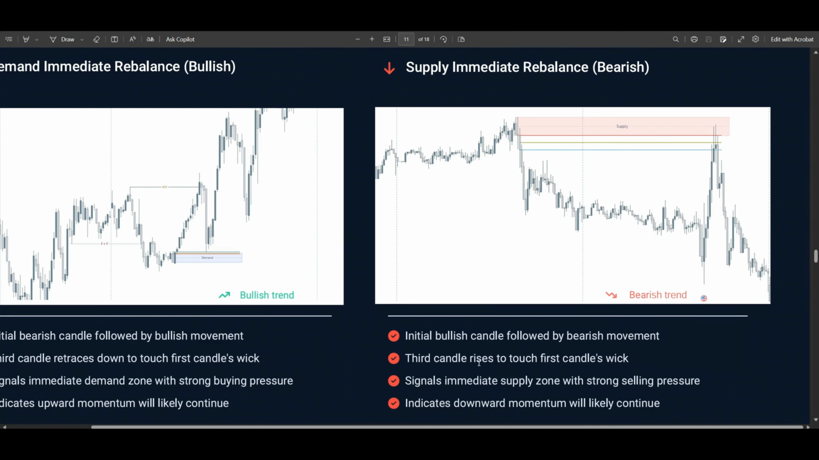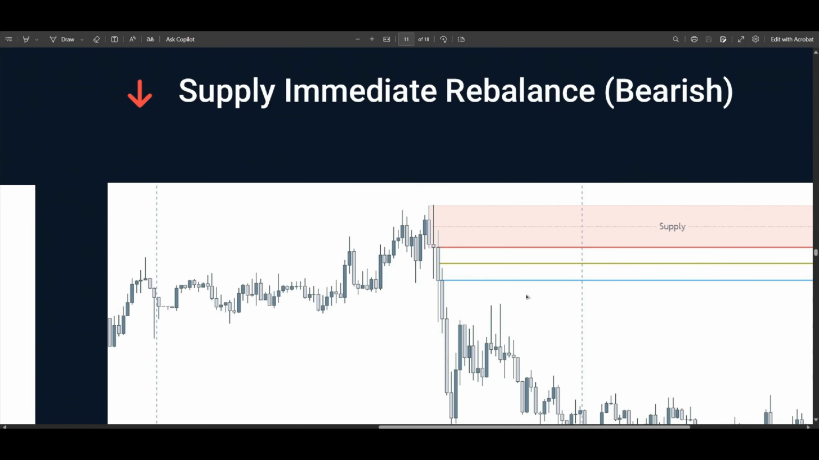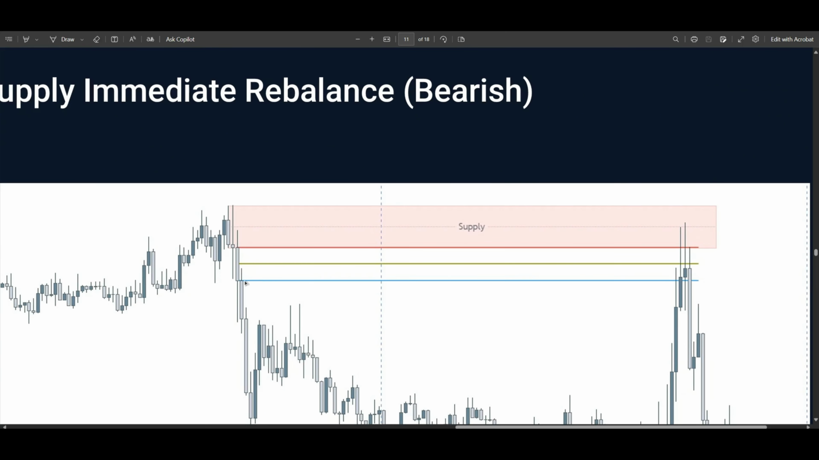Next, third candle rises to touch the first candle's wick. Next, it signals immediate supply zone with strong selling pressure. And what does that indicate? It indicates downward momentum will likely continue. So what do we have here? We have our supply zone marked up. We have an immediate rebalance, right? Because this wick obviously is touching this one right here.